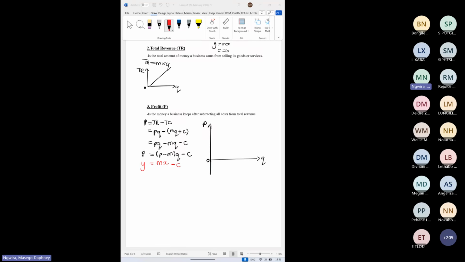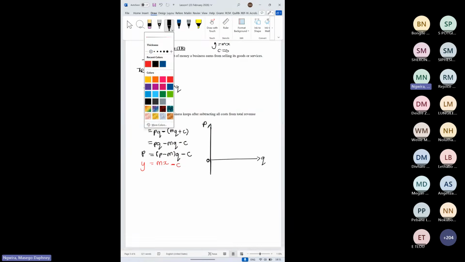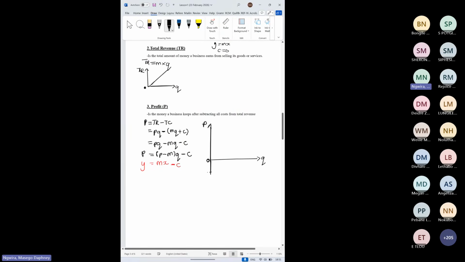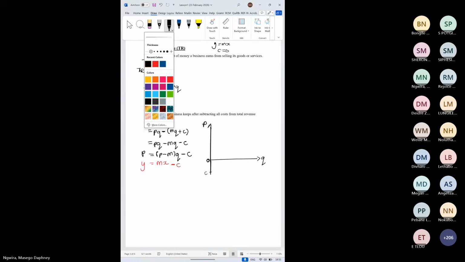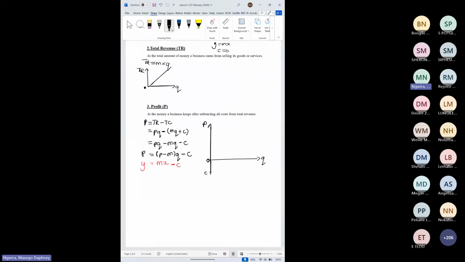All right. So if this is my C, let me just use a black one. If I was to draw a graph with this, C is going to be somewhere here. I'm going to have a C here, which is a negative C. And because my slope is positive, my graph is going to start here. C is your y-intercept. So my graph is going to start here going up like this. So that's the graph for profit.